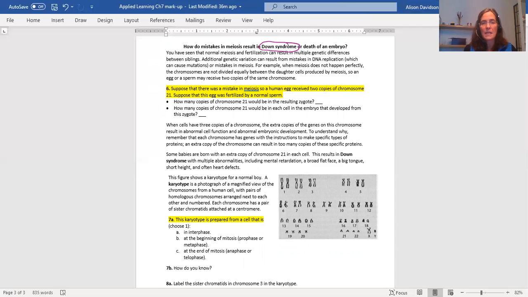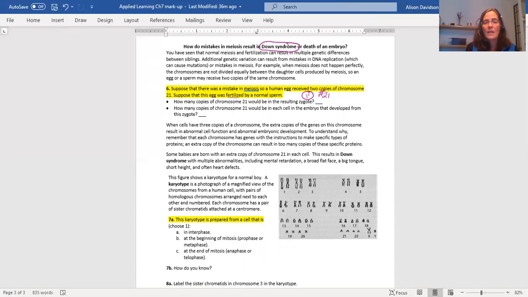Suppose there's a mistake in meiosis. So a human egg receives 2 copies of chromosome 21. It should only have 1 copy in order to be haploid. But there's a mistake and it ends up with 2. So here is our egg, and I'm not going to draw all the chromosomes, but here are the 2 copies of chromosome number 21.